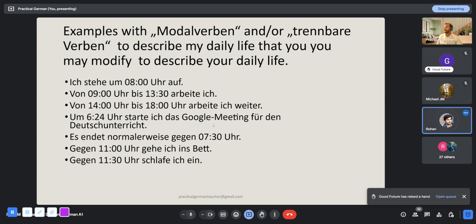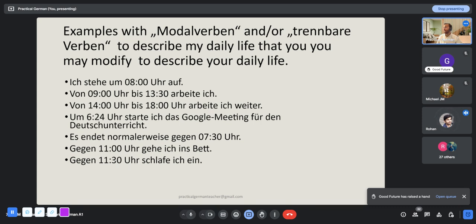Gegen 11 Uhr gehe ich ins Bett. Gegen 11:30 Uhr schlafe ich ein. Not 11:30 Uhr, 11:30. So you say the hour part, then you say Uhr, then you say the minutes part. So gegen 11:30 schlafe ich ein.